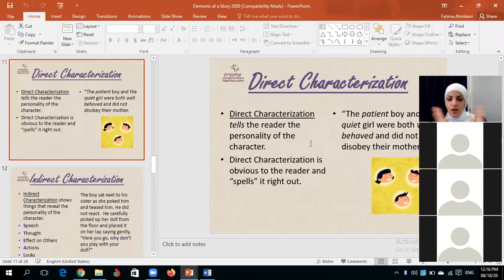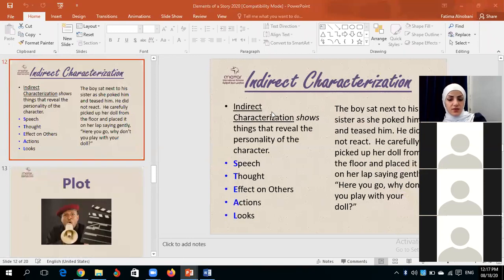this character. But sometimes we use indirect characterization to give you more space to imagine that person and to come to a conclusion about that person. Adnan Shweiki, can you read this slide for us? The indirect characterization. Speak up, Adnan. Indirect characterization shows things that reveal the personality of the character.